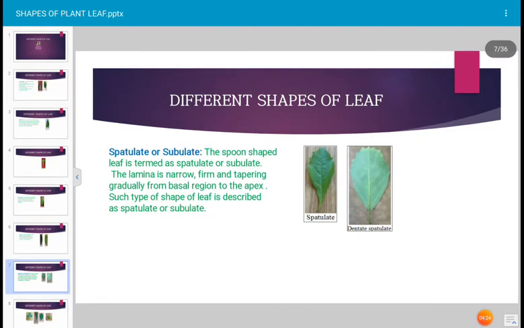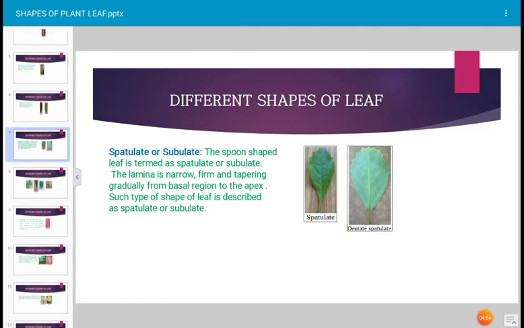Next, this is one more shape of the leaf, that is spatulate leaf, also called subulate leaf. The spoon shaped leaf is termed as spatulate or subulate. The lamina is narrow, firm and tapering gradually from the basal region to the top. Such type of shape is described as spatulate or subulate.